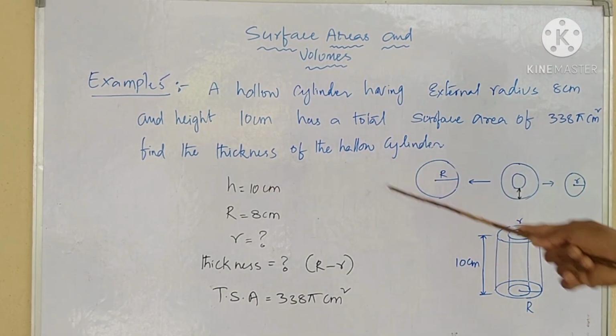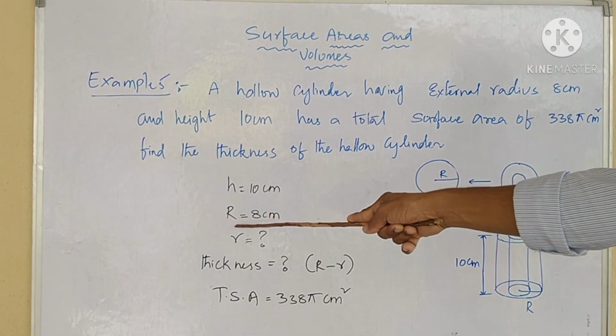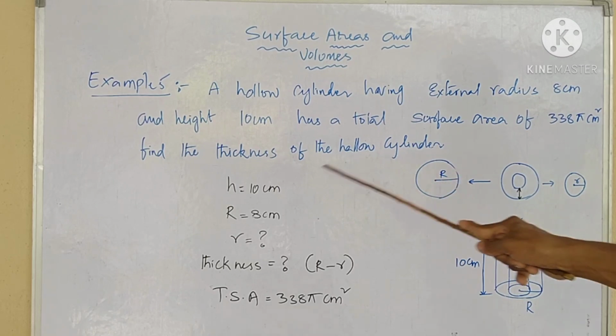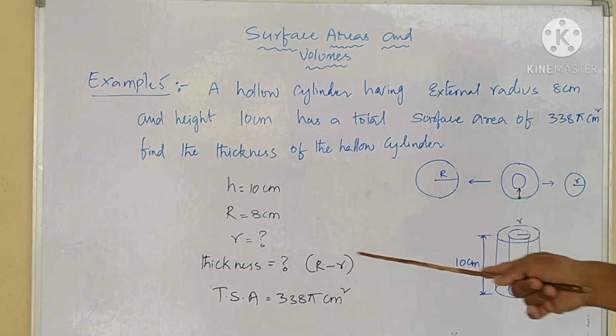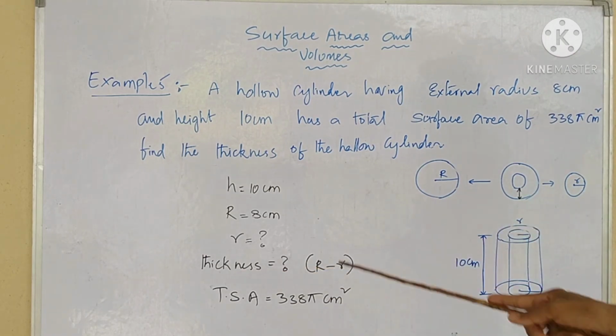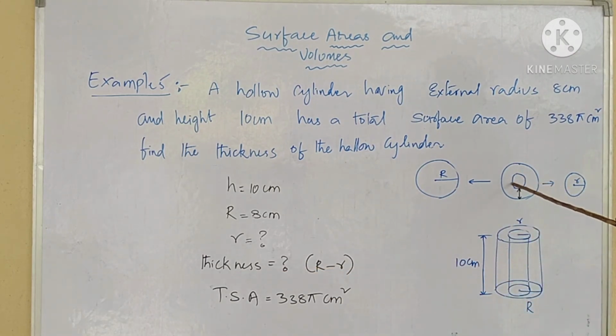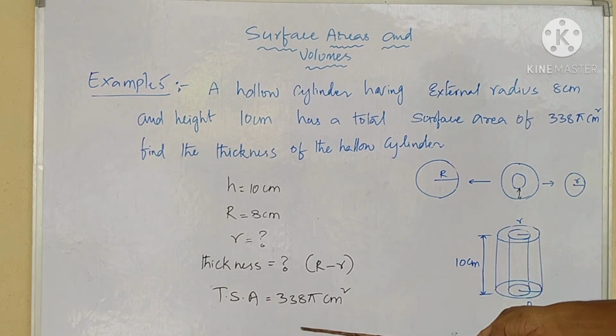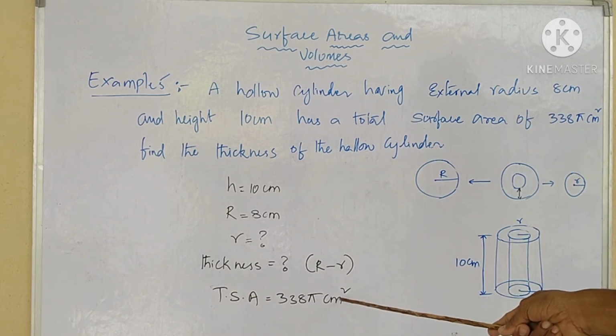The height of the cylinder is 10 centimeters, the external radius capital R is 8 centimeters, and small r is the question mark. The thickness of the cylinder is capital R minus small r. Capital R minus small r is the thickness of the cylinder. The total surface area is 338 into pi centimeter square.